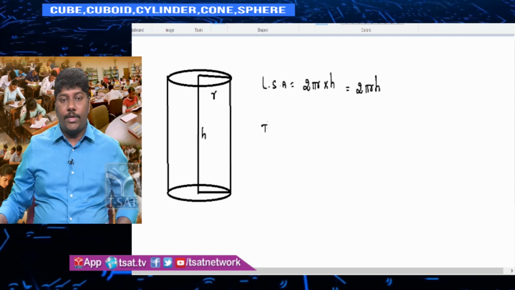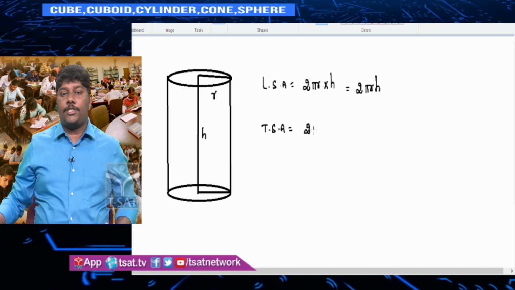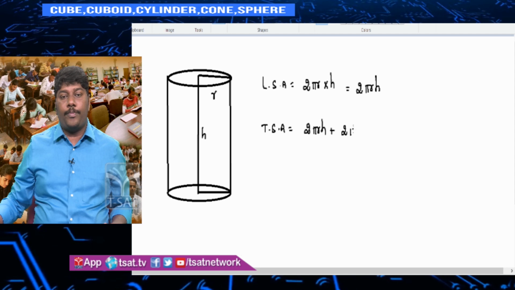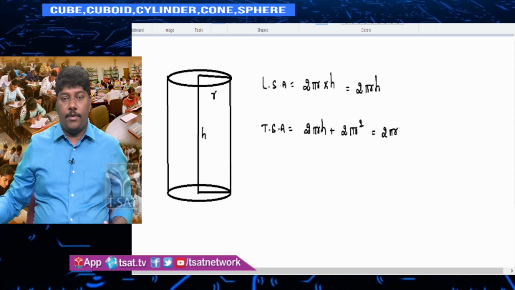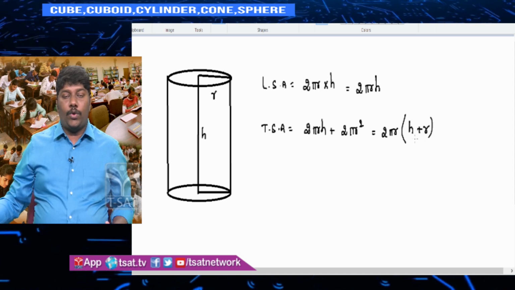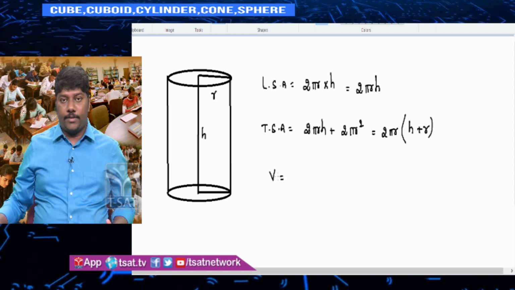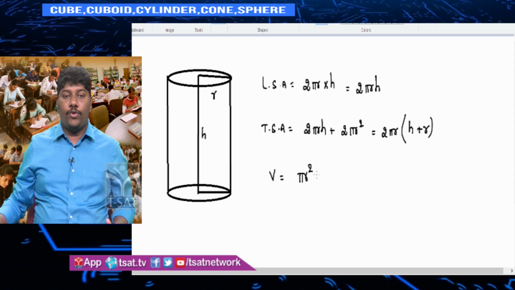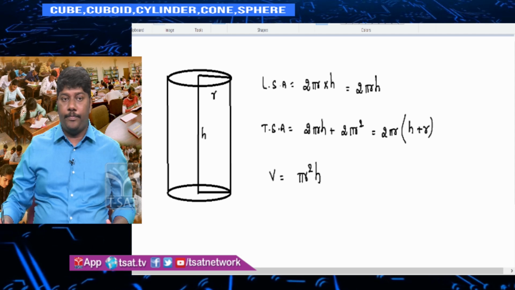When it comes to total surface area, along with the lateral surface area 2 pi r h, you need to add two circles, 2 pi r square. If you take 2 pi r common, you will get h plus r. This is the total surface area of the cylinder. When it comes to volume, we know for a prism, volume is base area, that is pi r square, into h. So, this is the volume of the cylinder.